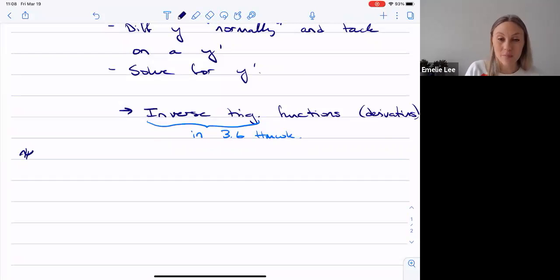Promise to do more examples. We had a couple more examples on the handout. And then I also went back into an old final exam and grabbed the implicit differentiation question from the final exam. So we'll go through that one as well, just so we can see what level we're expected to be working at. And then we'll move on to funner things. Logarithmic differentiation. That is fun.